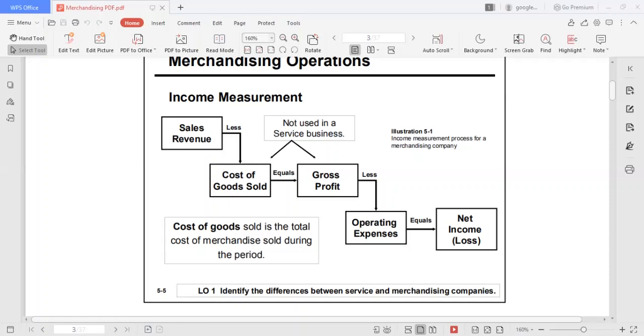For example, paying the salary of the manager of the company is part of administrative expenses. But if you are talking about paying the salary of the store manager, that's part of your selling expenses. And after that, after deducting your operating expenses from your gross profit, you will get either a net income or a net loss. Net income arises when the revenue is greater than the expenses, while net loss arises when the expenses are greater than the revenue.